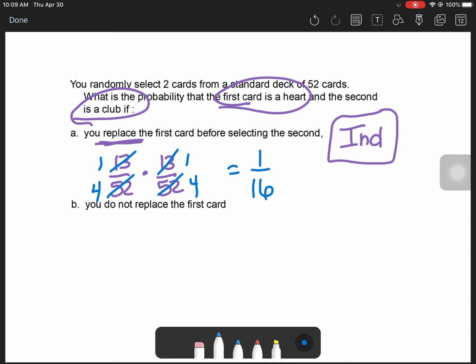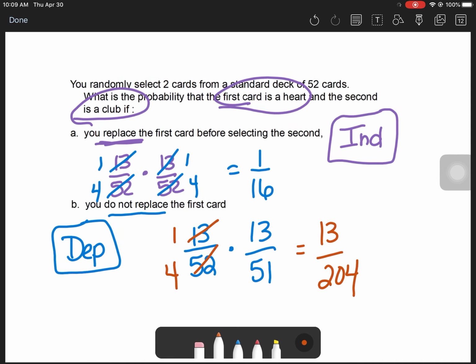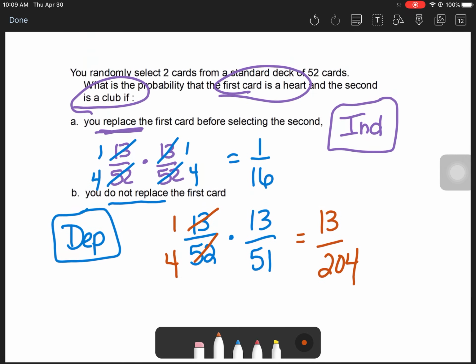In the second example, letter B, it says do not replace. So this one's dependent because I'm going to be drawing from less cards. Still, the first card is a heart, which is 13 out of 52. The second card is a club, but I'm only picking out of 51 cards. So when I do not replace the card, I have less choices. Let's reduce, and then we're going to multiply straight across, and we have 13 out of 204. So this is independent and dependent event.